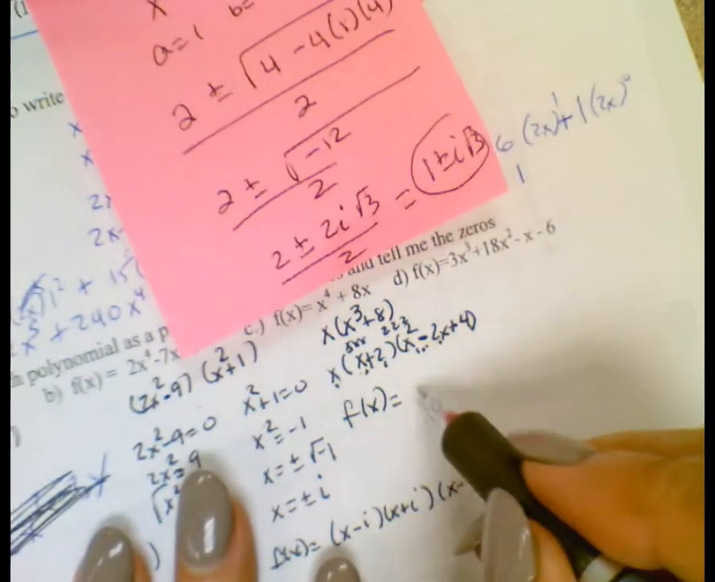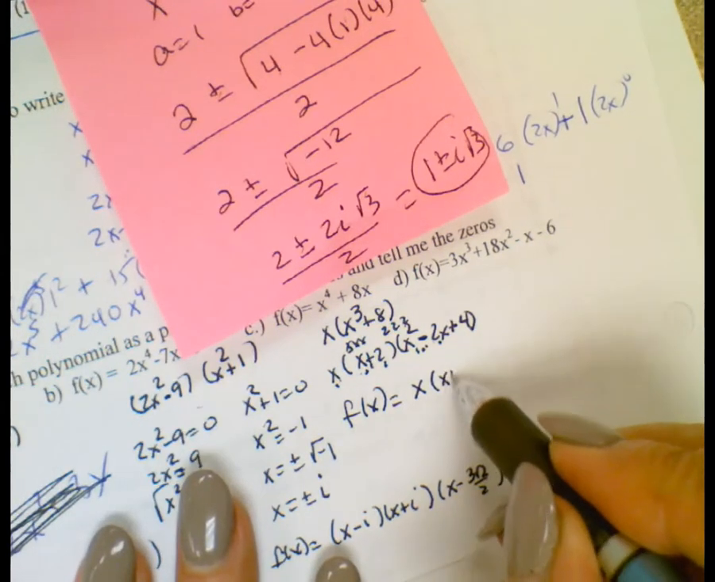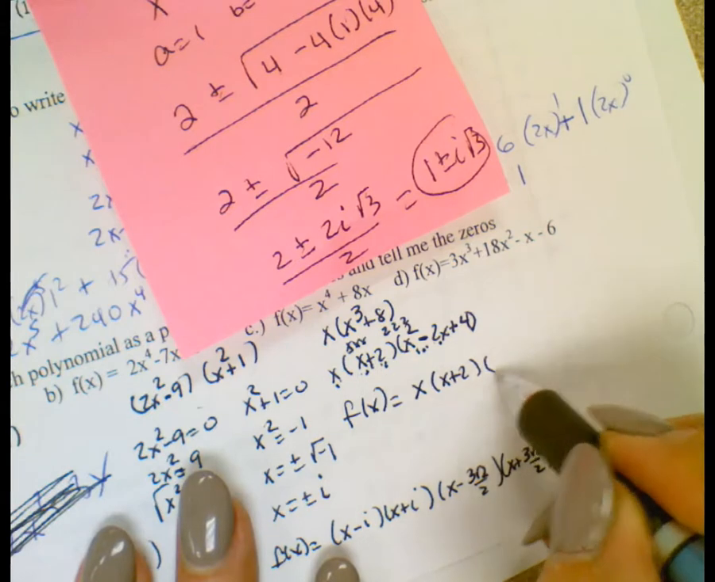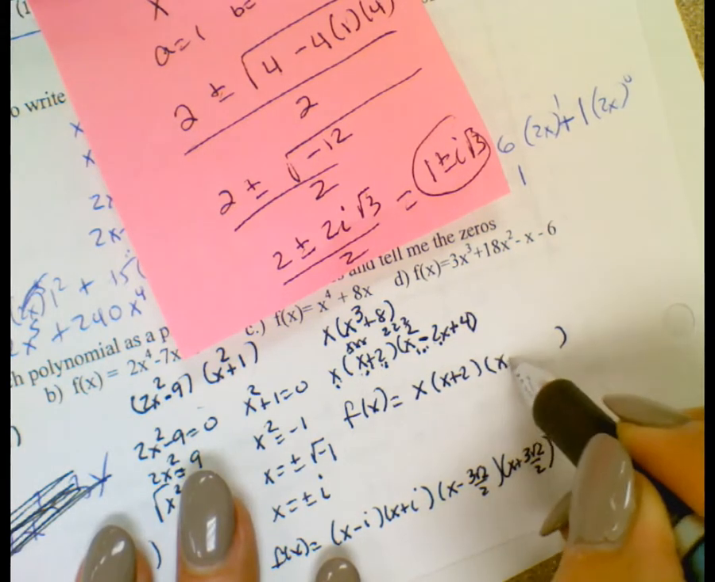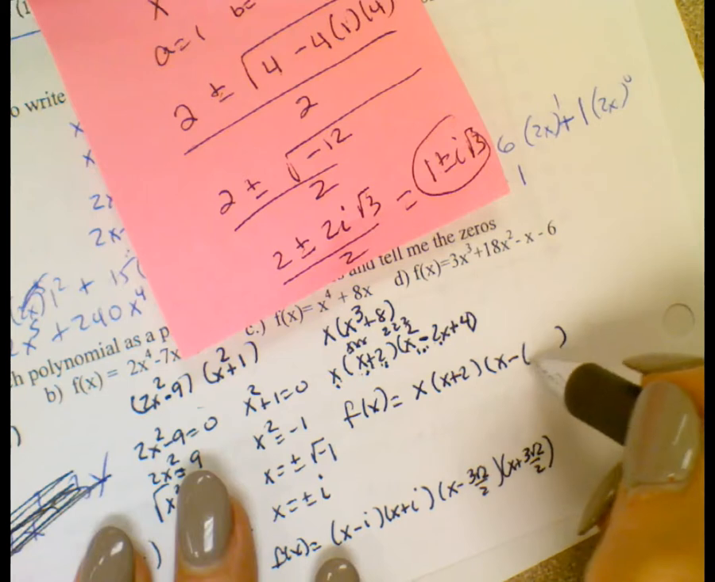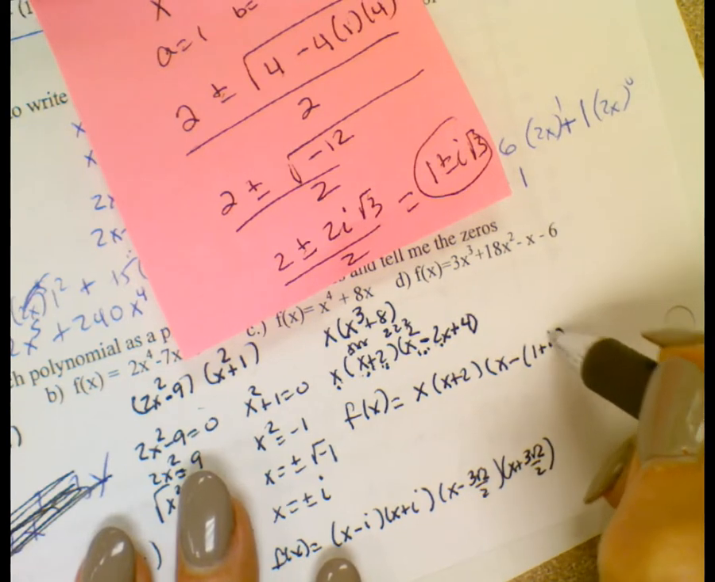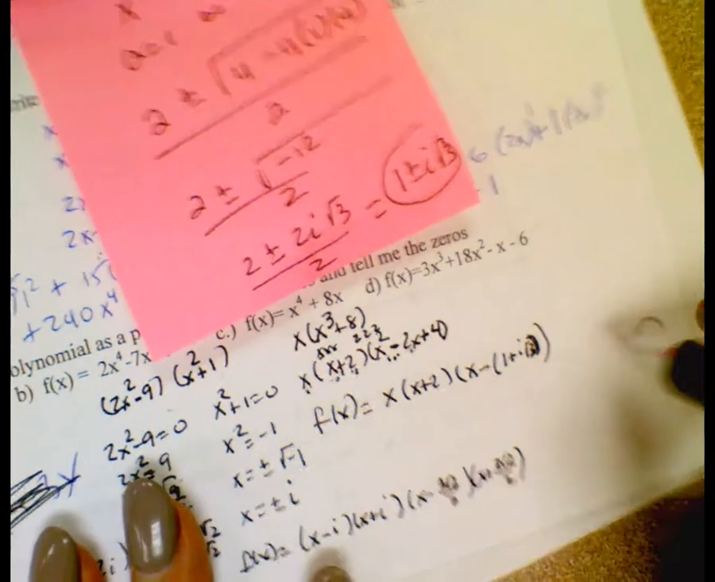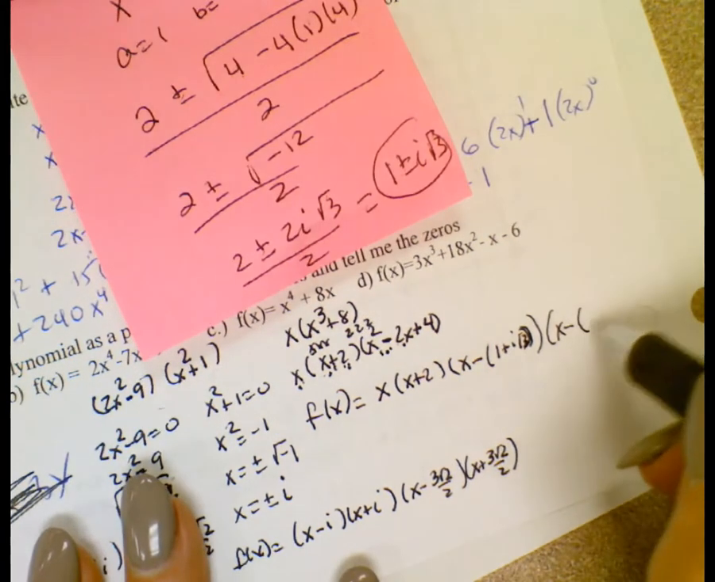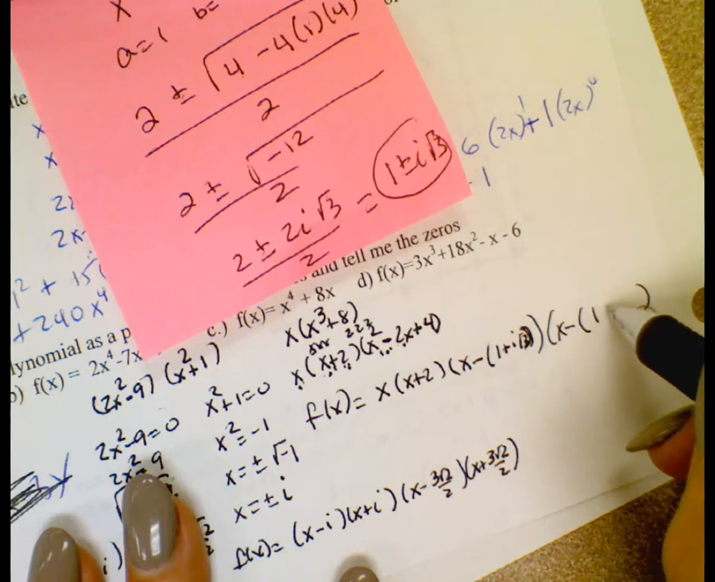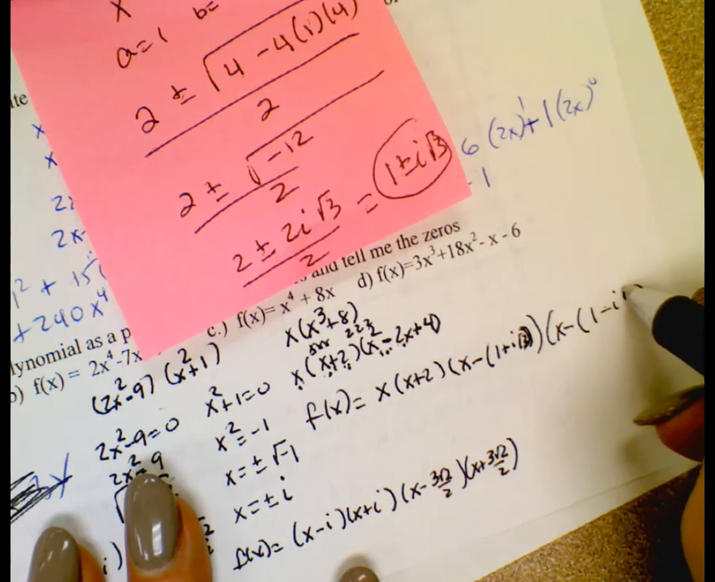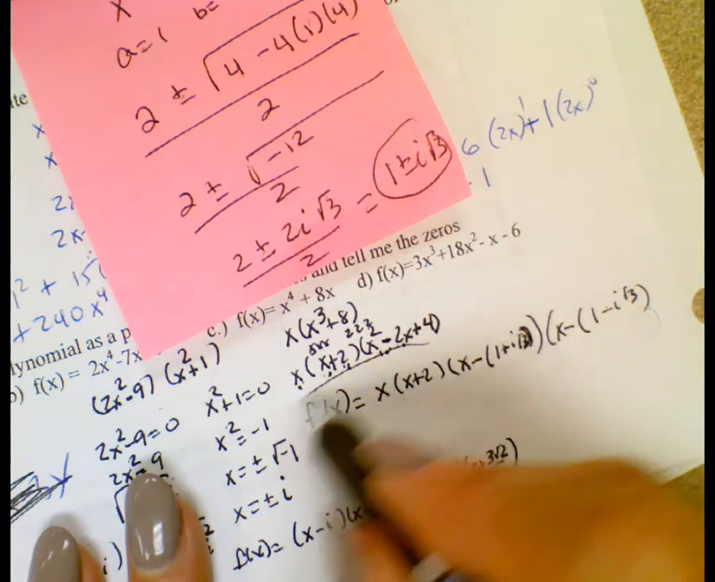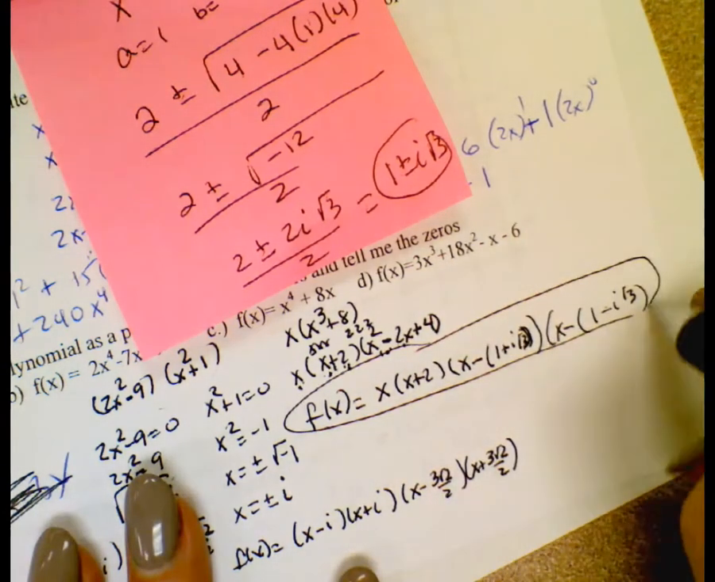All right, so one linear factor is x. The second linear factor is x plus 2. The third linear factor is x minus parentheses 1 plus i radical 3. And the other one is x minus 1 minus i radical 3. So these are your 4 linear factors. That's a really hard problem.